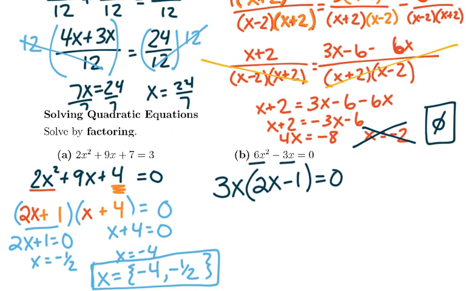Now that we have it in factored form, we can set each factor equal to 0 and solve. Zero divided by 3 is just 0. Add 1 to both sides and then divide by 2. So we have two solutions for this equation here.